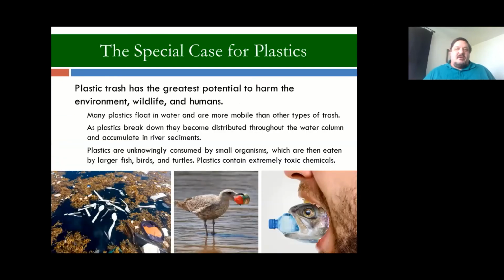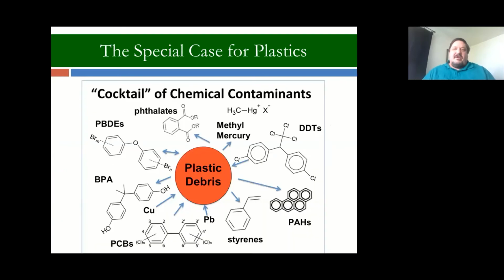Plastics specifically can really harm people, plants, and animals. Plastics float in the water, so they're very mobile. Plastics break down and have a lot of caustic chemicals in them. They can accumulate in river sediments and be there for decades and hundreds of years. Plastics are unknowingly consumed by smaller organisms when they pass them up the food chain. They bioaccumulate, and they contain many toxic chemicals. And if you don't think plastics affect you, if you eat as a human, you probably are consuming some of these chemicals from smaller organisms when they consume them.